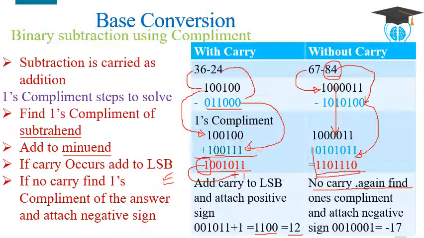but the magnitude of the answer is in 1's complement. So again take the 1's complement of the answer, and attach a negative sign. So 67 minus 84 is 17, but it is negative 17.